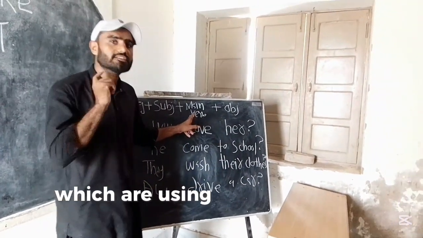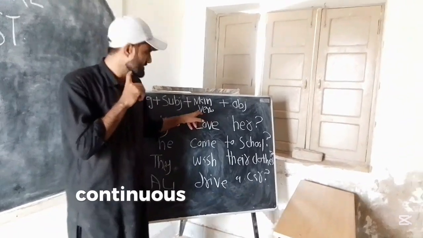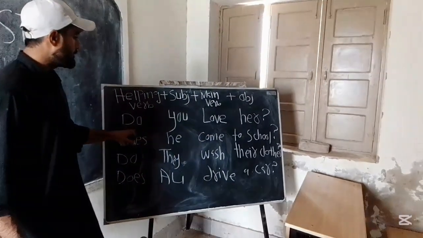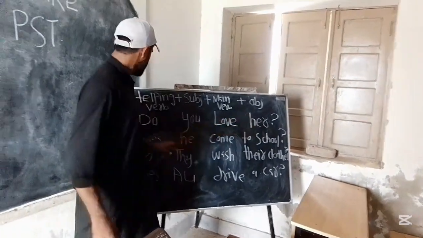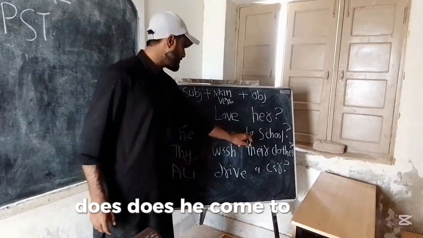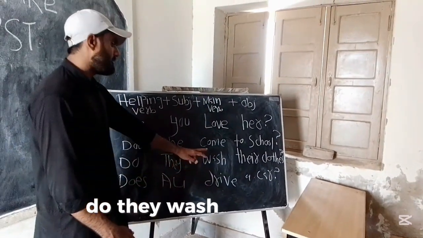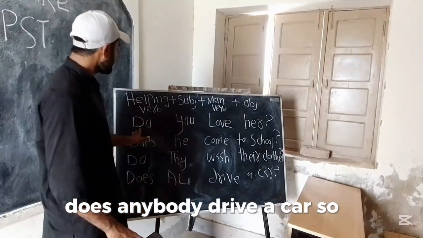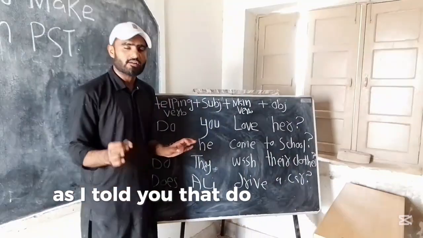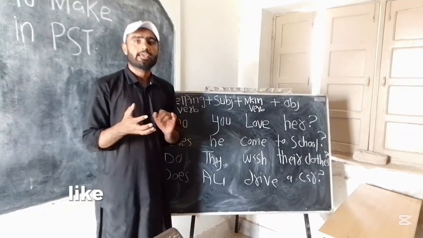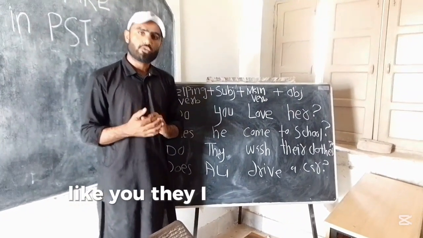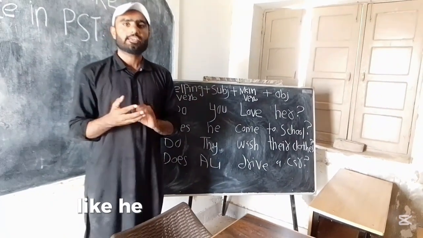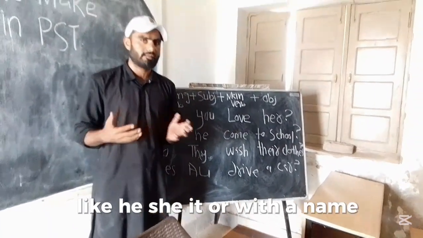Which are using the first form of the verb in the present simple tense, and then the object. Here are the examples. Do you love her? Does he come to school? Do they wash their clothes? Does Ali drive a car? As I told you, do is used with plurals like you, they, I, we, and does is used with the singulars like he, she, it, or with a noun.